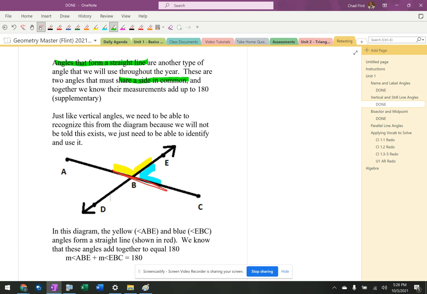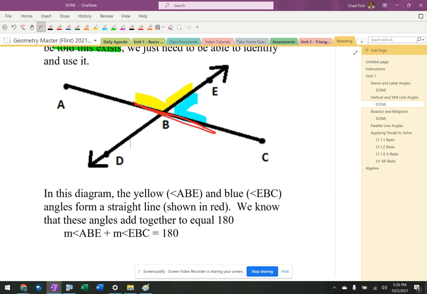And we know that the measurements have to add up to 180, all right, which is supplementary from before. And again, we are not going to be told this. We have to be able to recognize it from the diagram because we're not going to be told they exist. So we have to be able to look at the picture, recognize that the two angles add up to 180 because they make a straight line, and then use them to make an equation or maybe just to find a missing angle or whatever the situation is. But if we can't recognize them, we can't find them.